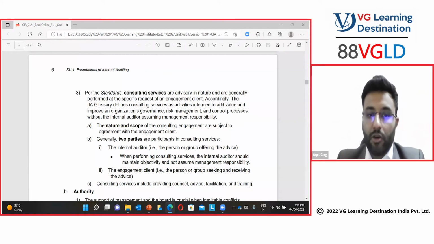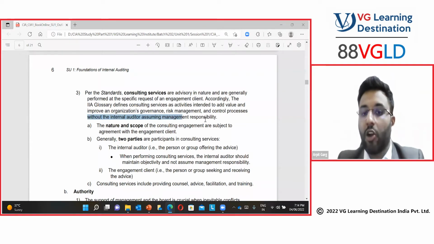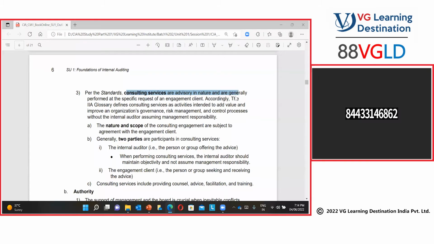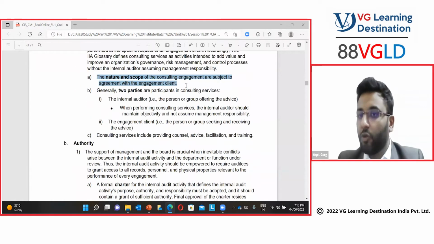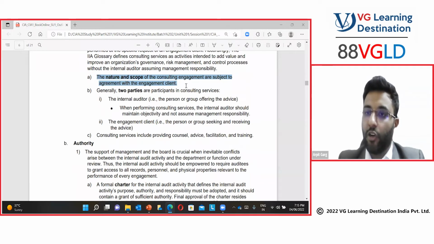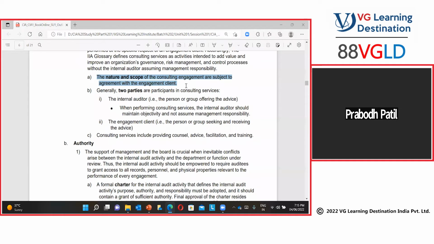So what does this mean? When it says without the internal auditor assuming management responsibility, I think we are all clear. Consulting services are advisory in nature. The nature and scope of consulting engagements are subject to: is it decided by the internal auditor itself, or do they have to agree with the engagement client? They have to agree with the engagement client.